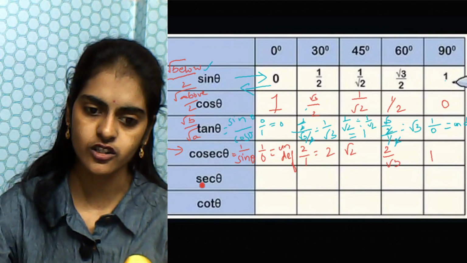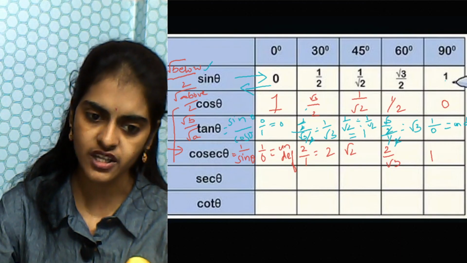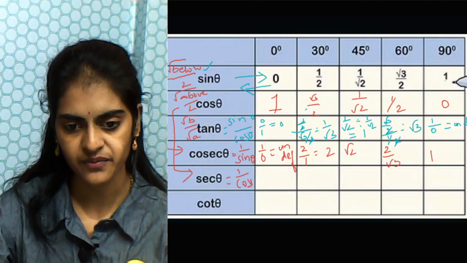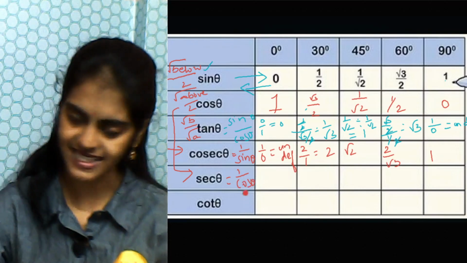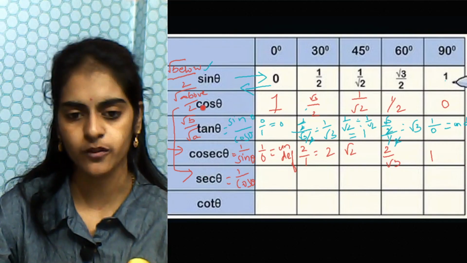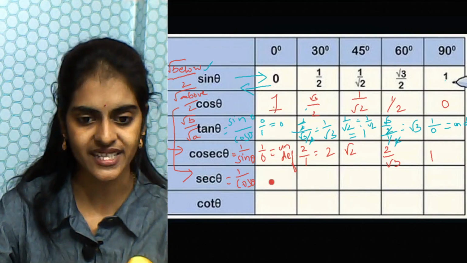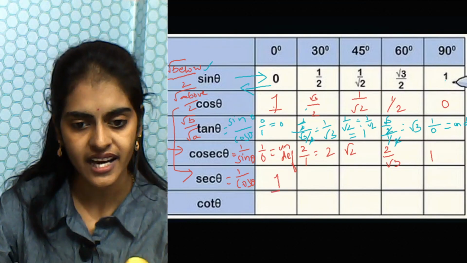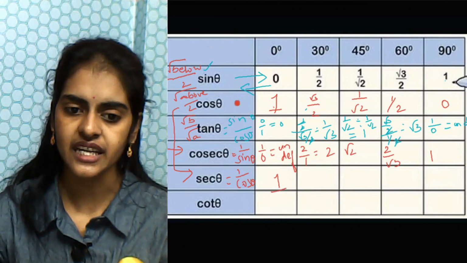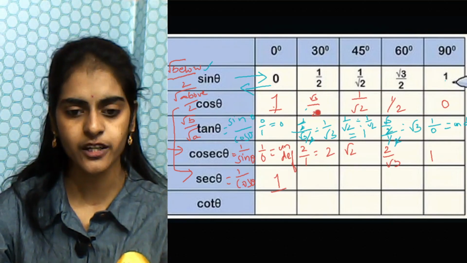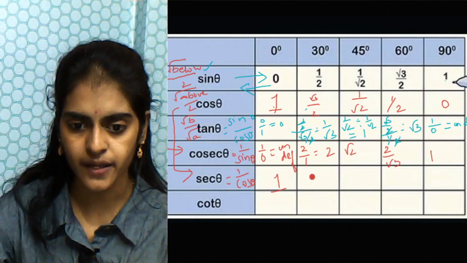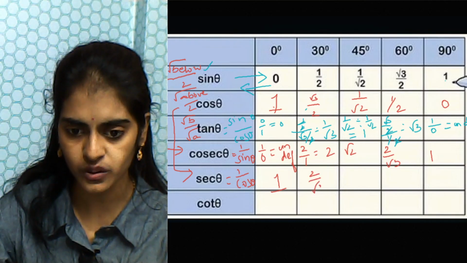Clear? Here also, secant theta, you know what is cos theta. Secant is nothing but 1 by cos, the reciprocal of cos. Isn't it? So see, secant 0. What is cos 0? Cos 0 is 1. Secant 0 will be the reciprocal of 1, which is again 1. Now here cos 30 is root 3 by 2. What is secant 30? Reciprocal of cos 30. This is root 3 by 2, so here you will write 2 by root 3.